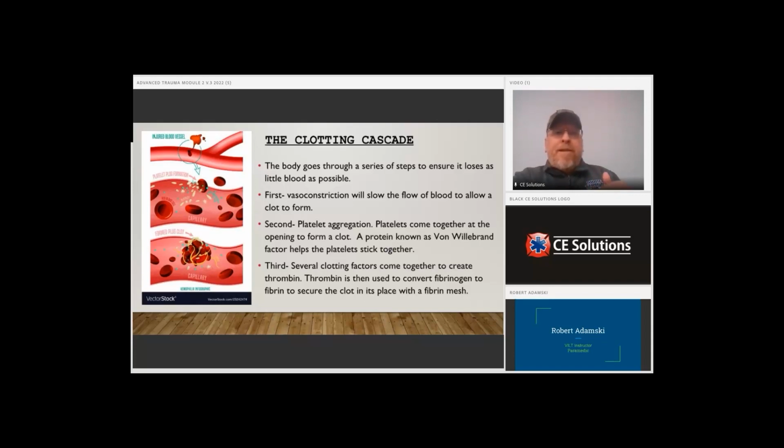Now, there's three main steps or components to hemostasis. The first is vasoconstriction. When you have an injury to a blood vessel, that damaged vessel is automatically going to constrict or get smaller, and that obviously is going to help minimize or slow down the hemorrhage.